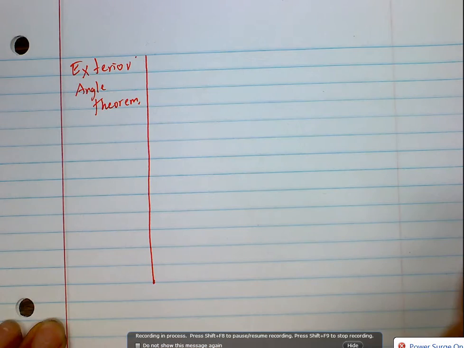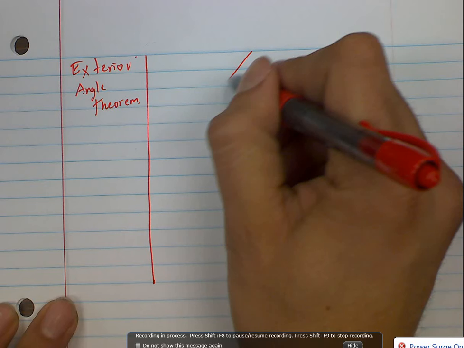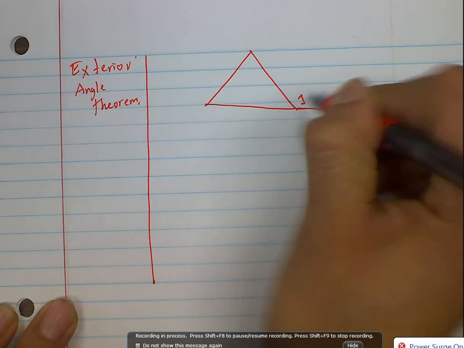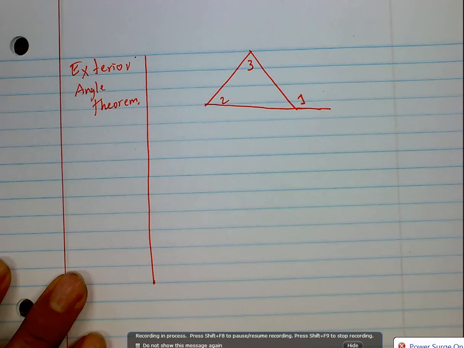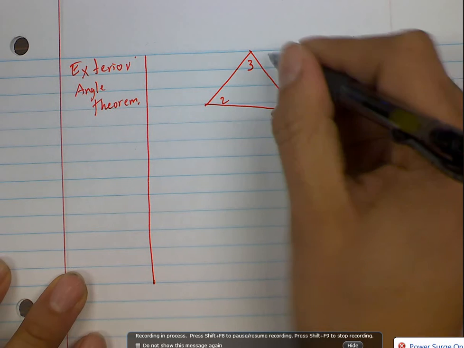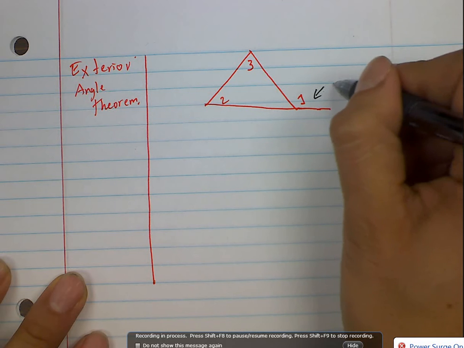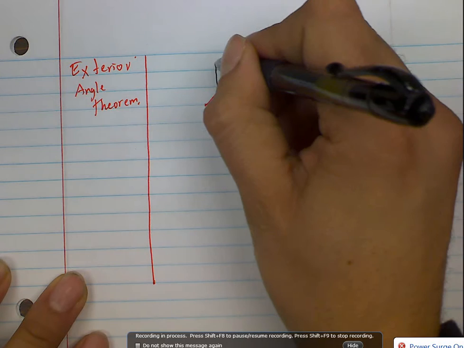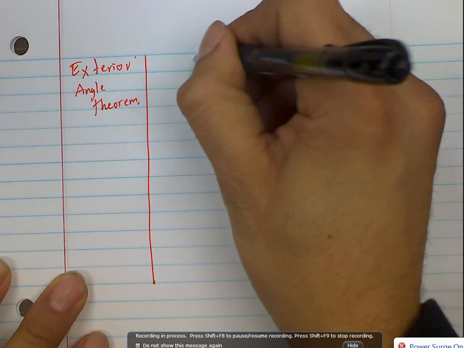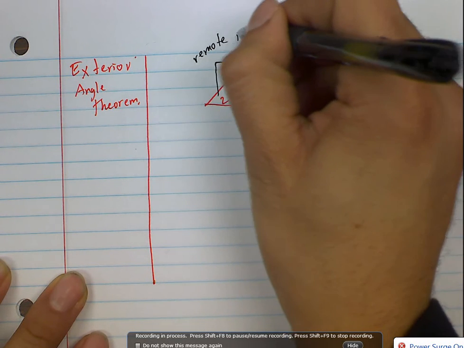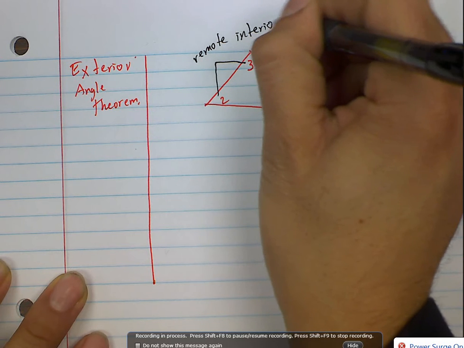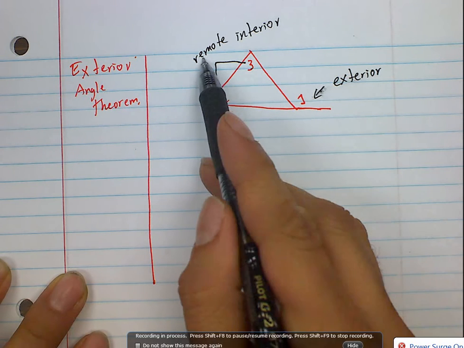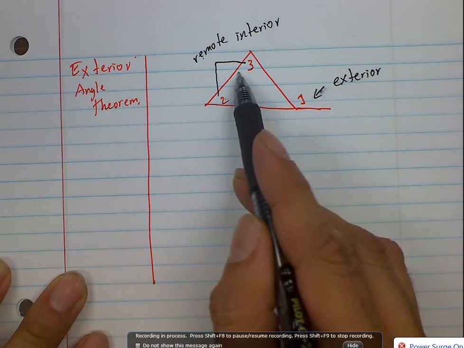Okay, so let's say we have, let's label this angle 1, angle 2, and angle 3. Now angle 1, it's obviously outside the triangle, so this one is called exterior. And these two are obviously inside, so those are called remote interior. Why are they called remote interior? Well, first of all, they're inside, and remote, it's because they're far away from the exterior angle.